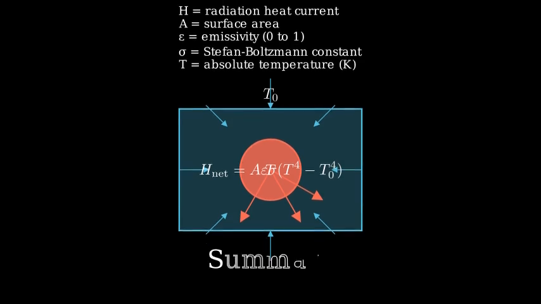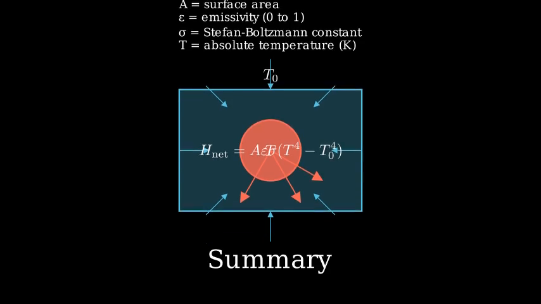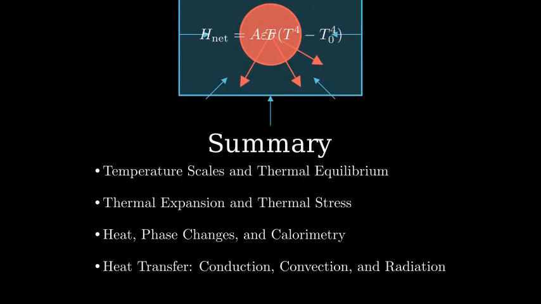Let's summarize what we've learned in this thermal physics lesson. First, we explored temperature scales and thermal equilibrium, understanding how Celsius, Fahrenheit, and Kelvin relate to each other. Next, we studied thermal expansion and thermal stress, learning how materials change dimension with temperature. Then, we examined heat transfer, phase changes, and calorimetry, including how heat causes temperature changes or phase changes. Finally, we covered the three mechanisms of heat transfer: conduction through solids, convection through fluid movement, and radiation through electromagnetic waves.